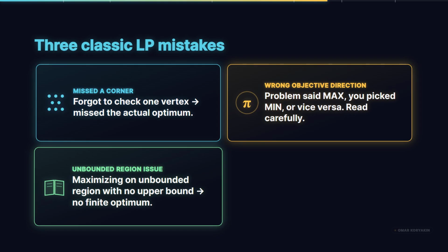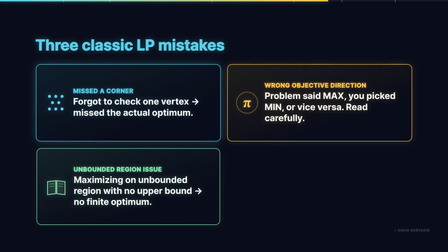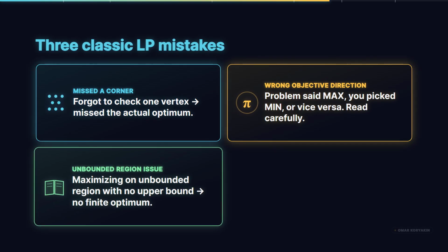Third mistake: attempting to maximize an objective on an unbounded feasible region where the objective has no upper bound.